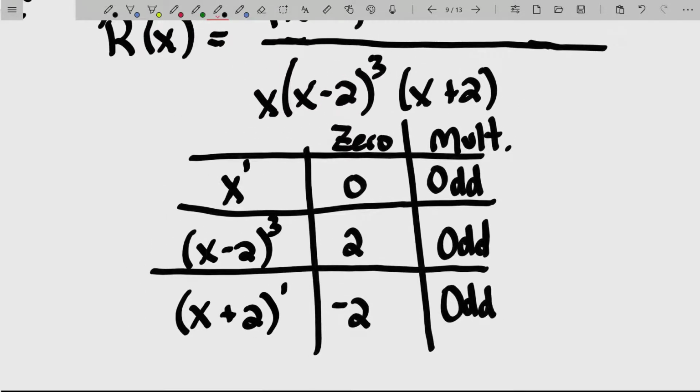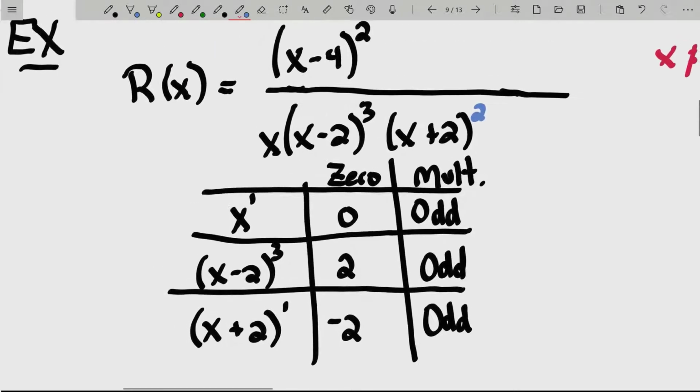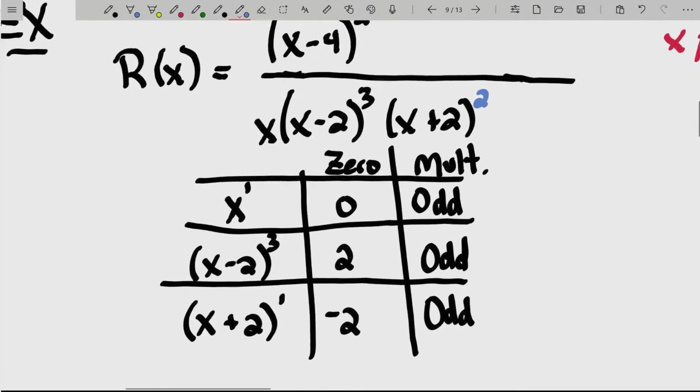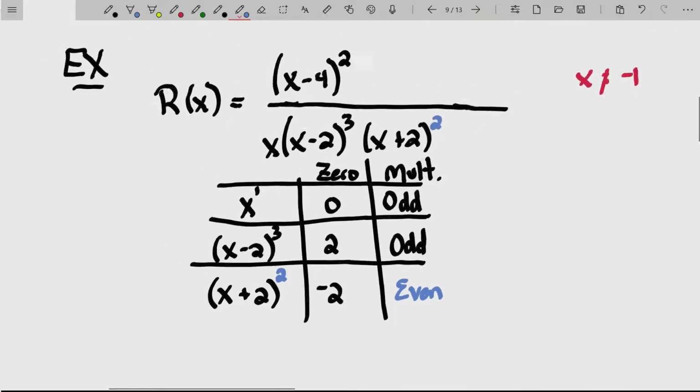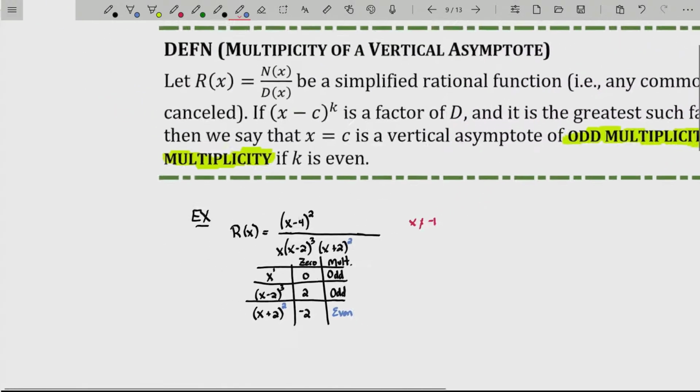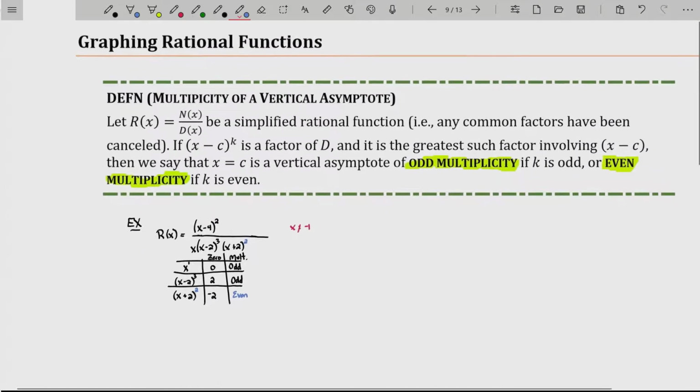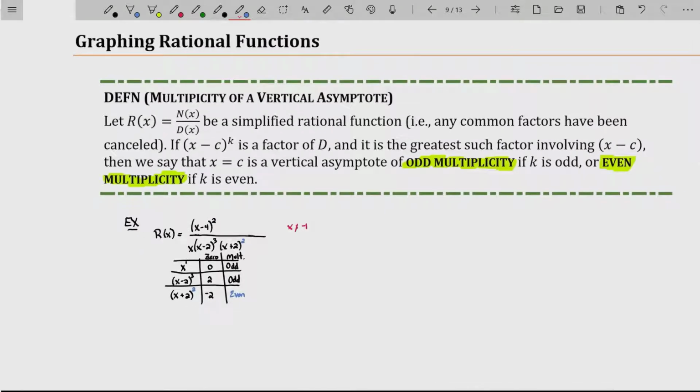If I had, for example, changed this to where that was an x plus 2 squared rather than just an x plus 2, then this vertical asymptote at x equals -2 would be an even multiplicity vertical asymptote by that definition. Now, that might not be a rigorous definition or a stated definition in an algebra textbook, but that's a definition that I am creating.